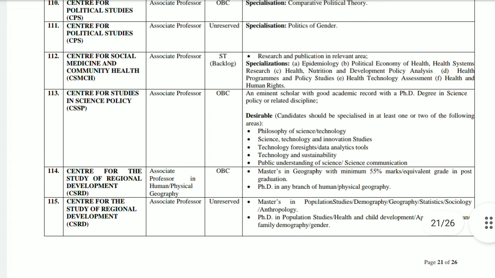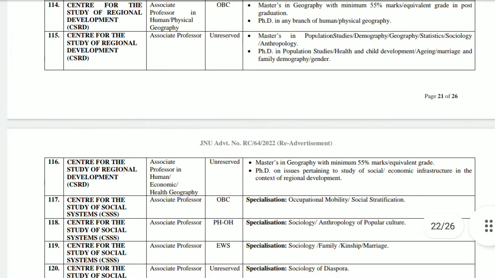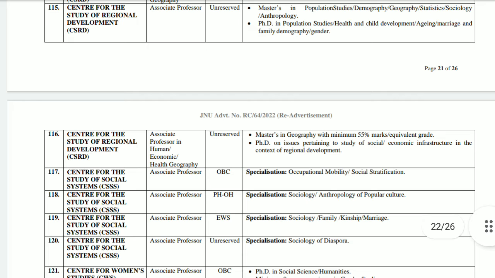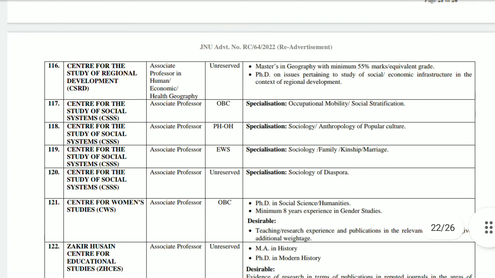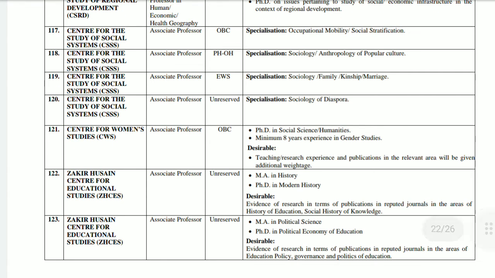Next job position, associate professor in Social Medicine and Community Health. Next, associate professor in Science Policy. Next, associate professor in Human Physical Geography. Next, associate professor in Regional Development Study. Next, associate professor in Human Economic and Health Geography. Next, associate professor in Social Studies. Next, associate professor in Women's Studies.